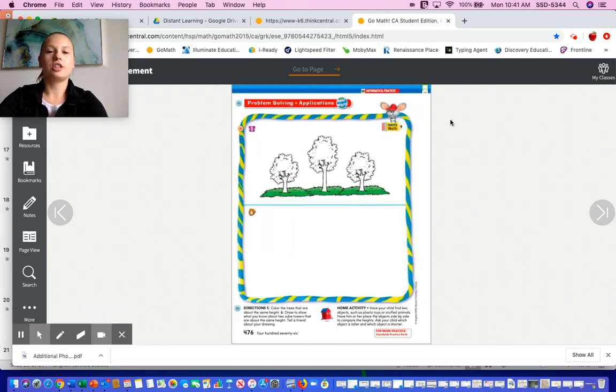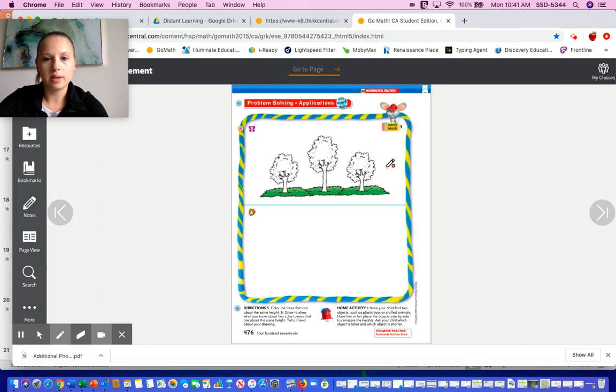All right, last page today. Find purple butterfly, number 5. And on this page, we are problem solving. So I want you to take a look at the picture. I see 3 trees. 1, 2, 3. I see this one's short, this one's tall, this one's short.